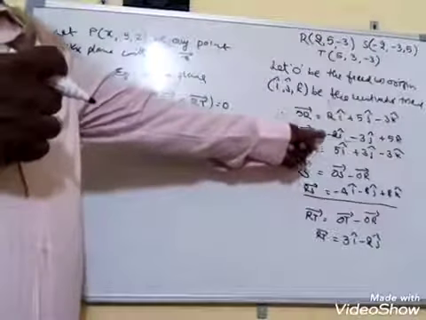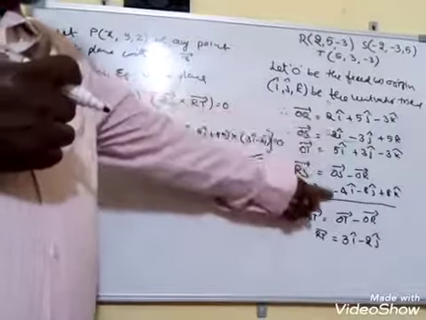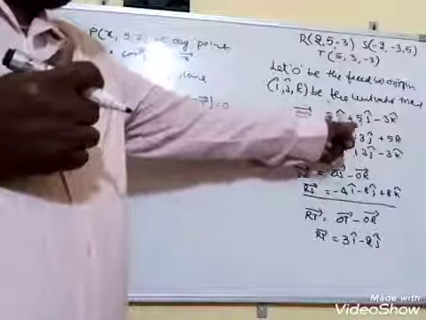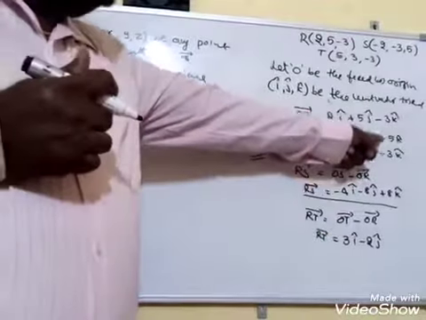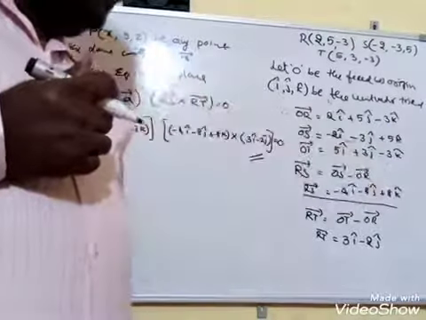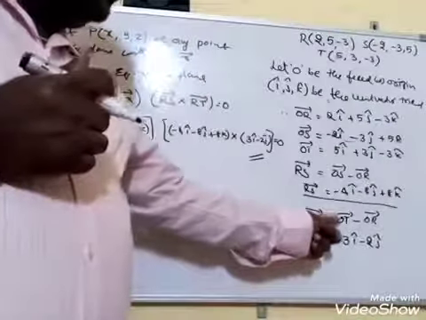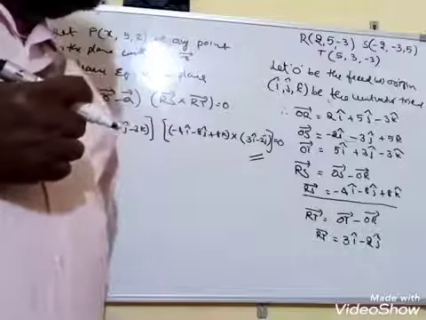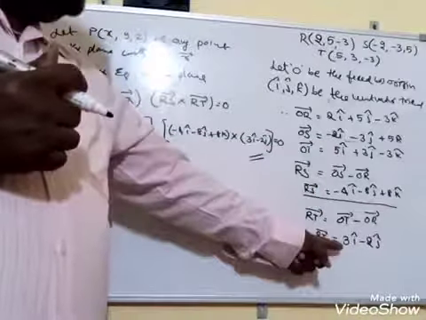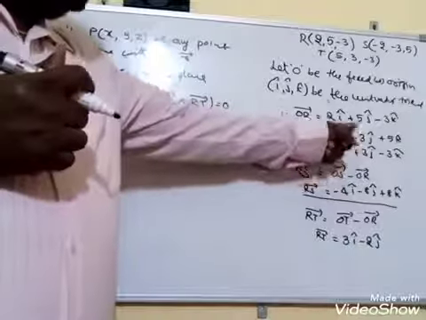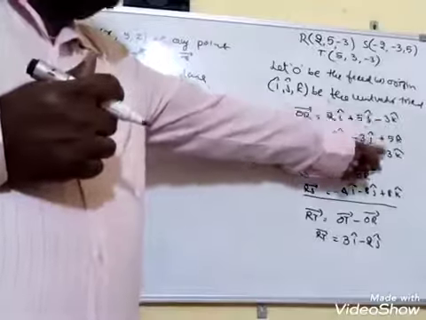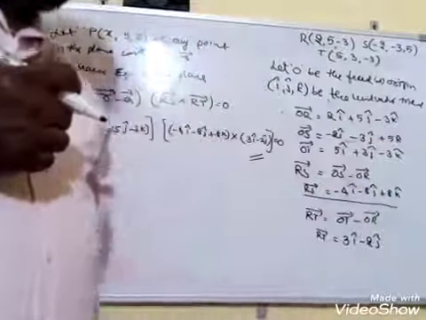Here observe that: minus 2 minus 2 is minus 4i, minus 3 minus 5 is minus 8j, and 5 plus 3 is 8k. Further, RT bar is nothing but OT bar minus OR bar. OT bar minus OR bar is 5 minus 2, 3i, and 3 minus 5, minus 2j, and minus 3 plus 3k, so minus 3k plus 3k gets cancelled. We will get no k term.